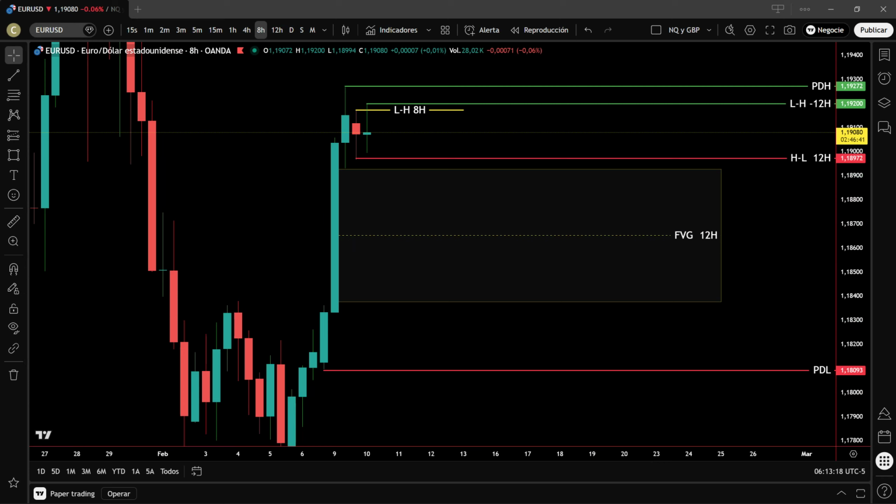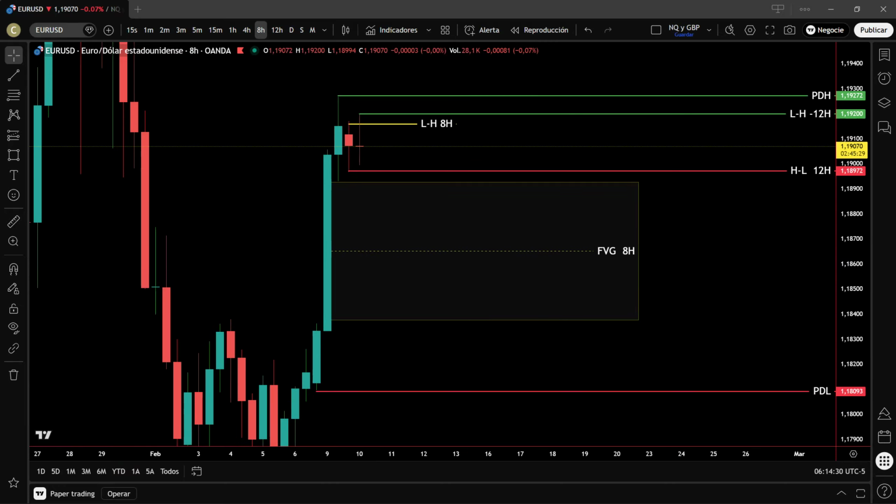Notice how the pair has reacted exactly at the yellow line, consuming the liquidity accumulated at that upper level, LH8H. This liquidity sweep is a key technical signal that often precedes a shift in momentum or a reversal, indicating that price has collected the necessary orders for its next move.